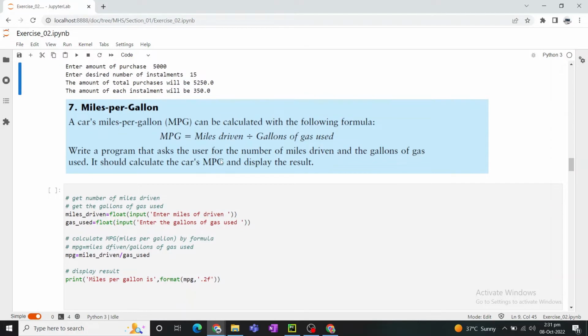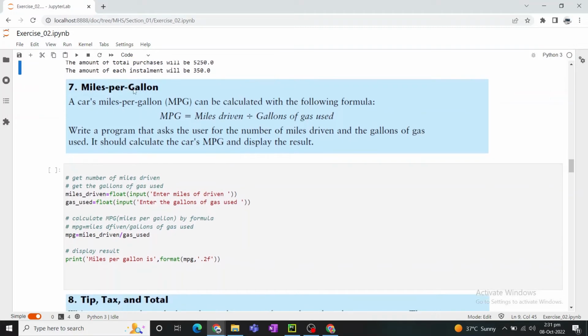So, miles per gallon, question number 7. A car's miles per gallon, MPG, can be calculated with the formula MPG equals miles driven divided by gallons of gas used. Write a program that asks the user for the number of miles driven and the gallons of gas used. It should calculate the car's MPG and display the result. Okay, so over here we are taking two inputs, the miles driven by the car and the gas used. So we have to enter the total number of gallons consumed by the car for the total miles it has driven.